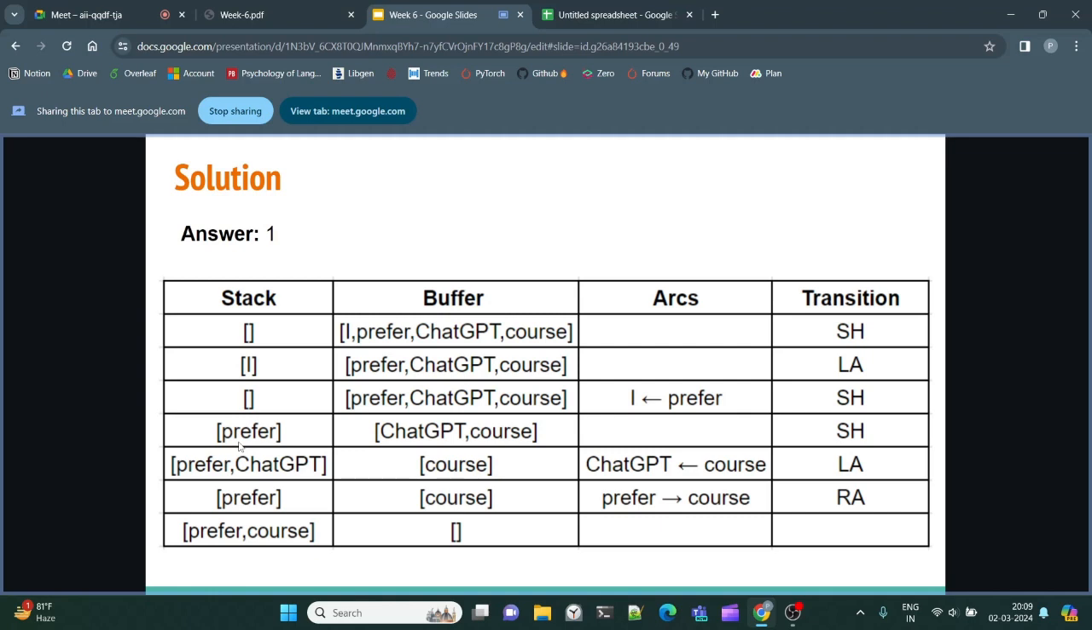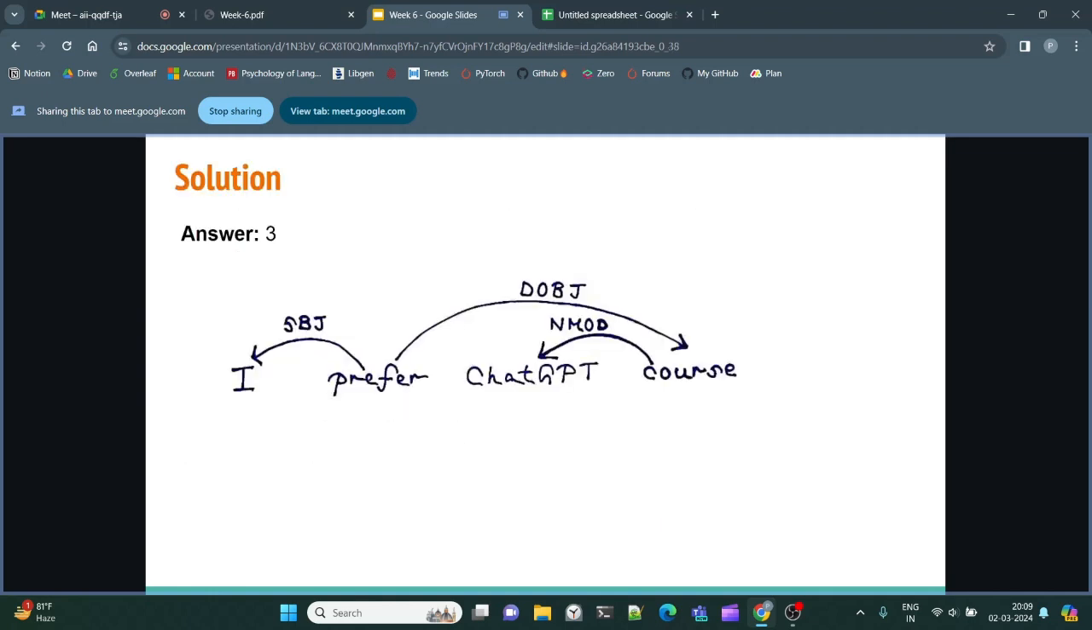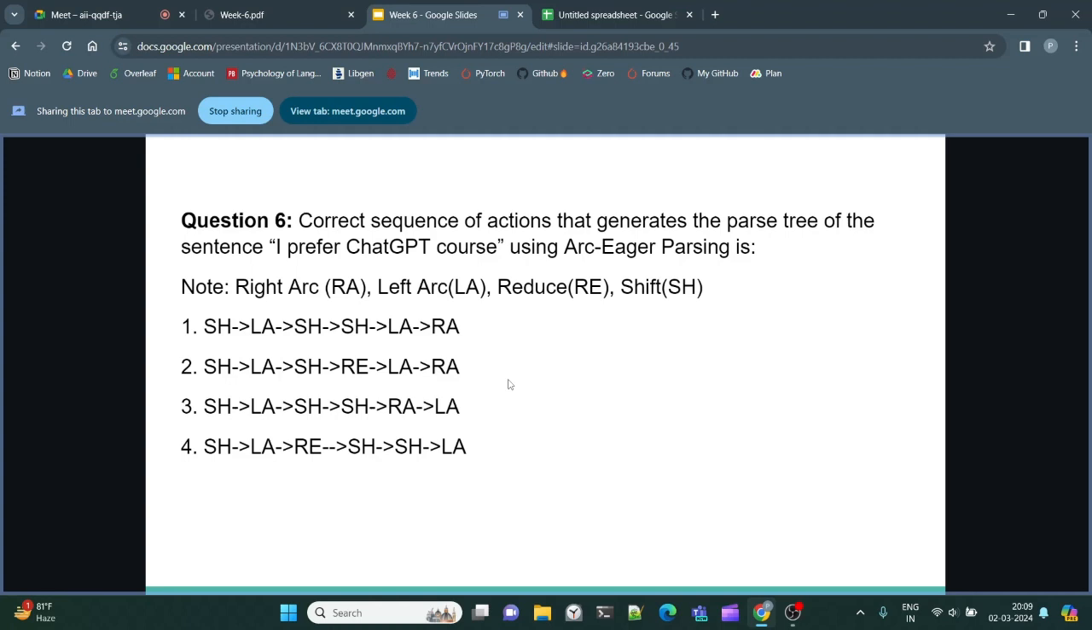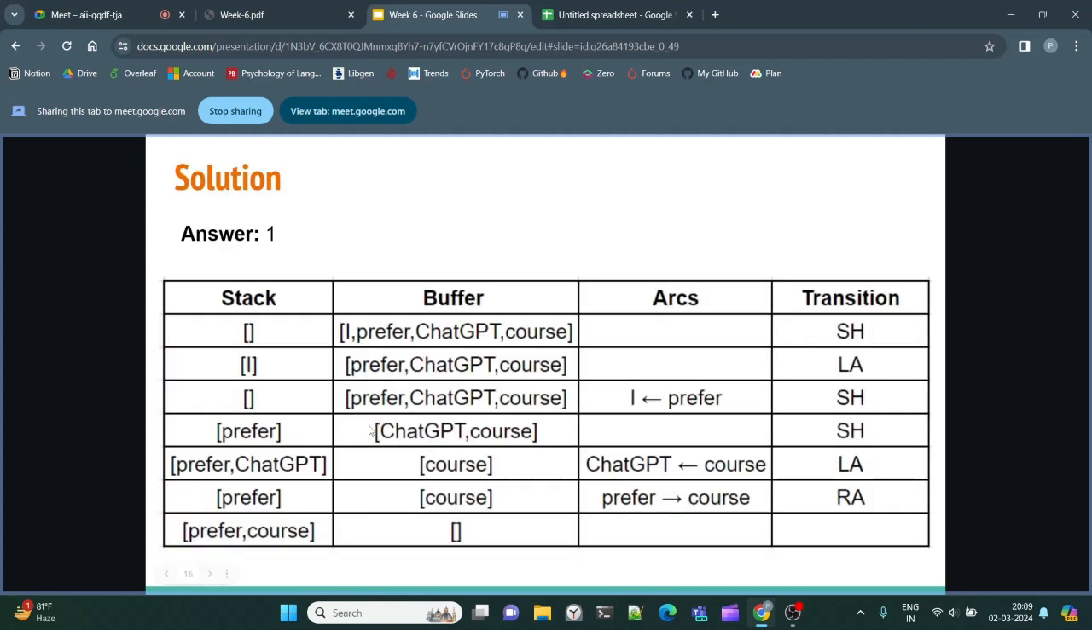So if I look over here, prefer and ChatGPT, do they have any arc, any right arc, any left arc? Nothing. So here, left arc and right arc are not valid transitions, so they're eliminated. What are the remaining options? I have reduce and shift. So between reduce and shift, what should I do?